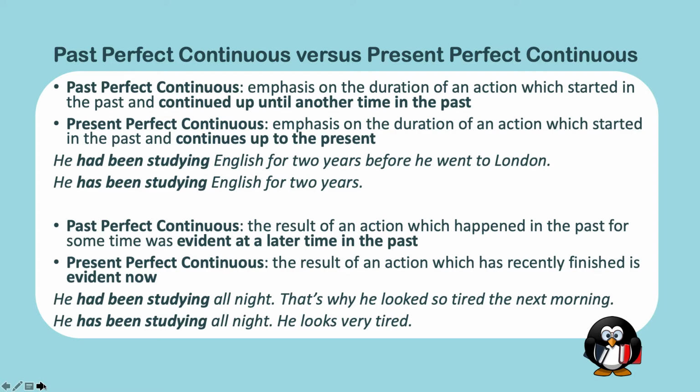Secondly, we use the past perfect continuous to show that the result of an action which happened in the past for some time was evident at a later time in the past, whereas we use the present perfect continuous to show that the result of an action which has recently finished is evident now. Let's compare these two examples. He had been studying all night. That's why he looked so tired the next morning. So he looked tired at a later time in the past, the next morning. Whereas in the second sentence we say he has been studying all night. He looks very tired. He looks tired now.